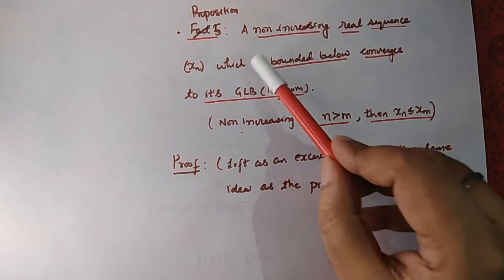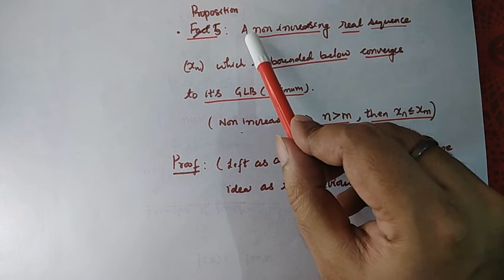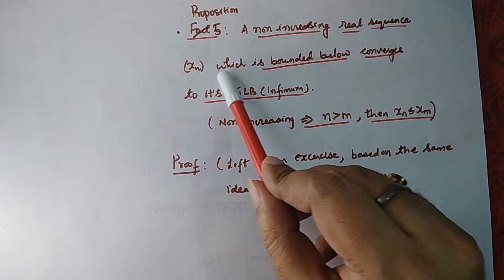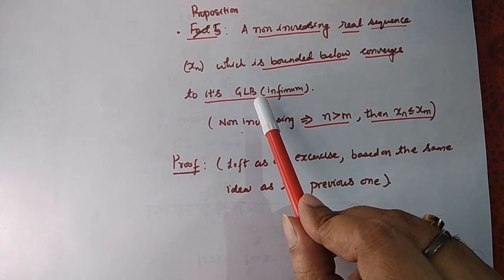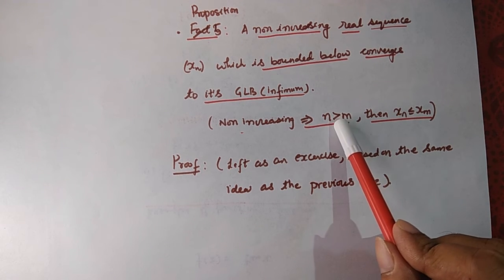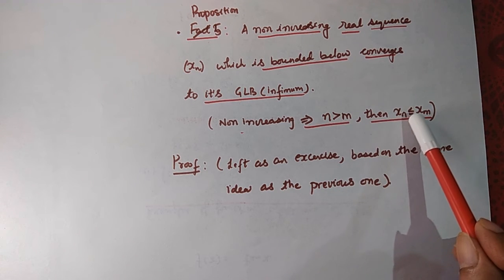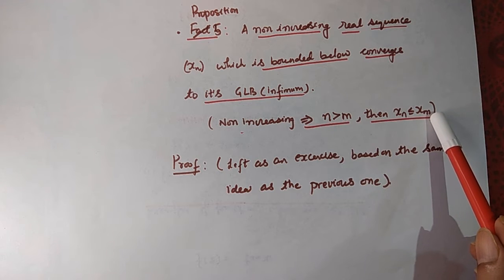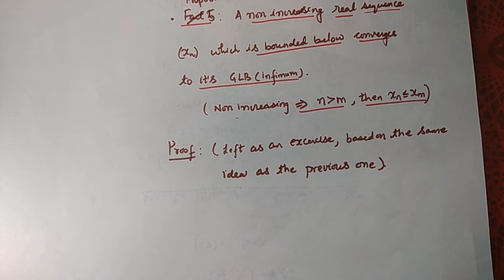Proposition 5. This is similar to proposition 4 in spirit. Let me spell it out for you. A non-increasing real sequence xn which is bounded below converges to its infimum or greatest lower bound. Non-increasing implies that if the index n is, say, strictly greater than m, then the corresponding term of the sequence xn will be less than or equal to xm. The proof of this proposition is exactly the same as the previous one, and I leave it to the reader to verify it himself.